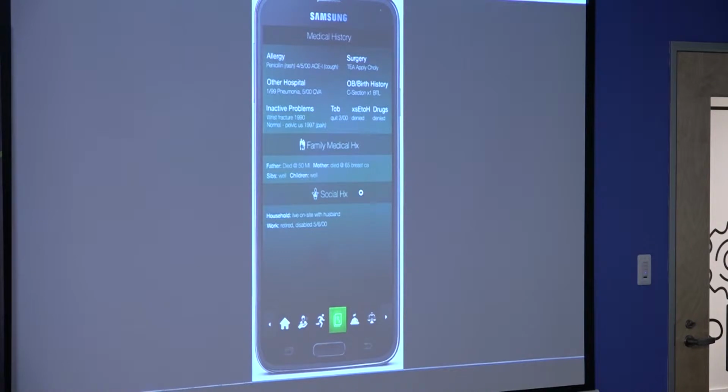So the important thing that this does is it takes the information that's already being collected by the organization, and it just takes part of that information and disseminates it down to the family member.